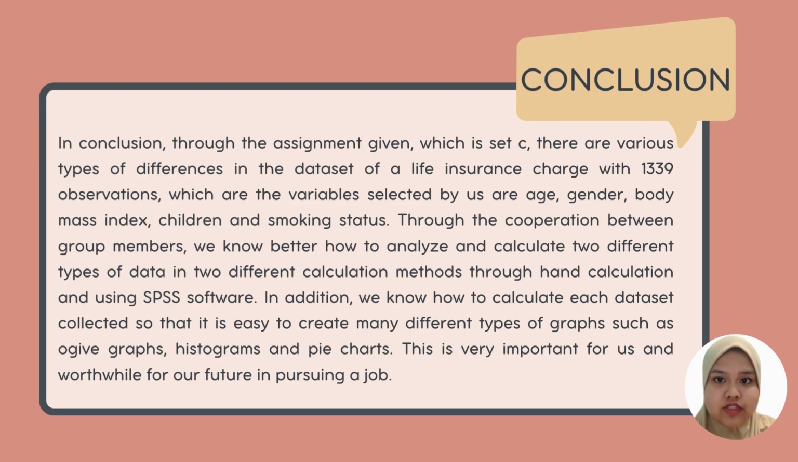In conclusion, through the assignment given, which is set C, there are various types of differences in the dataset of life insurance charges with 1339 observations, where the variables selected by us are age, gender, body mass index, children, and smoking status. Through the cooperation between group members, we know how to analyze and calculate two different types of data in two different calculation methods, through hand calculation and using SPSS software.